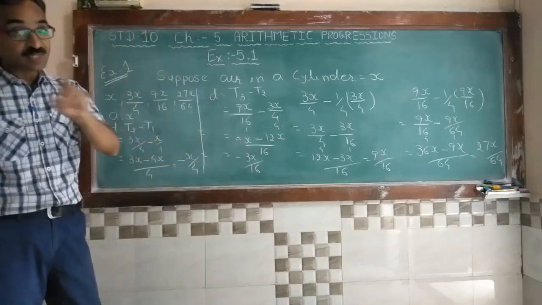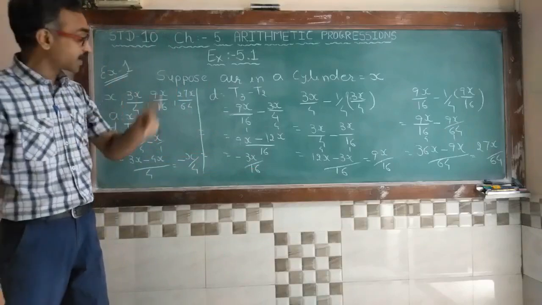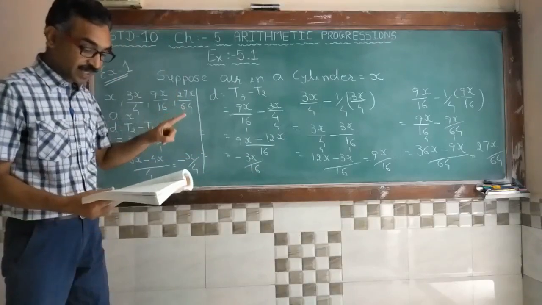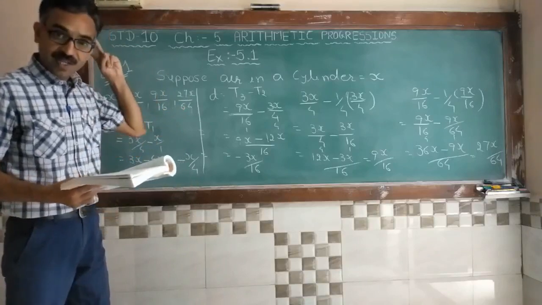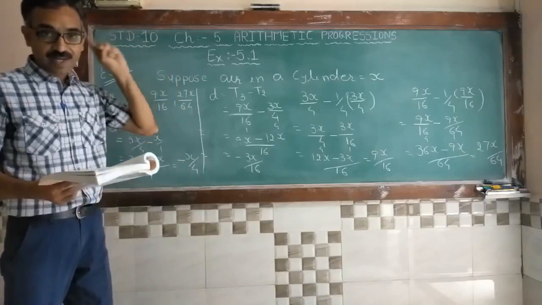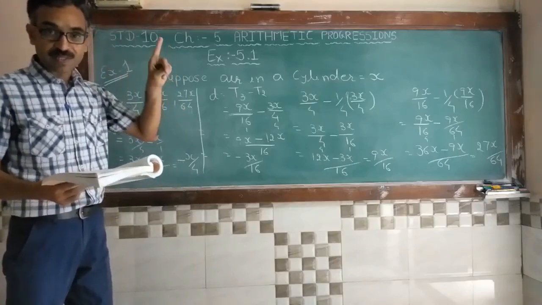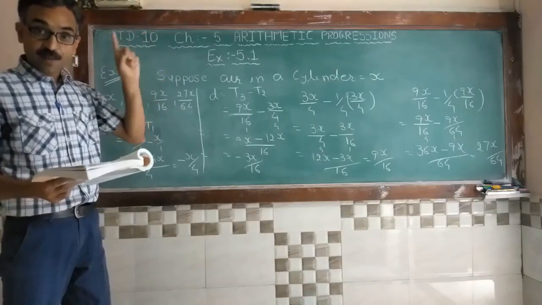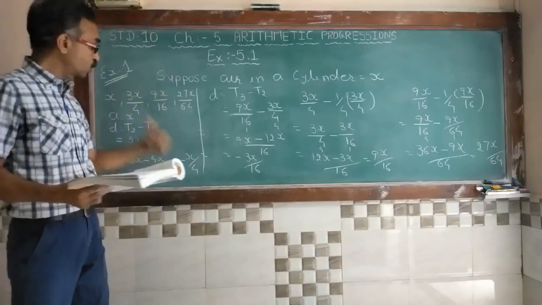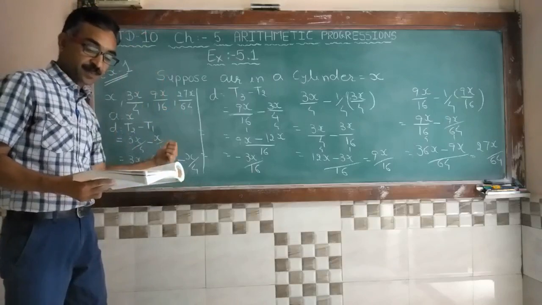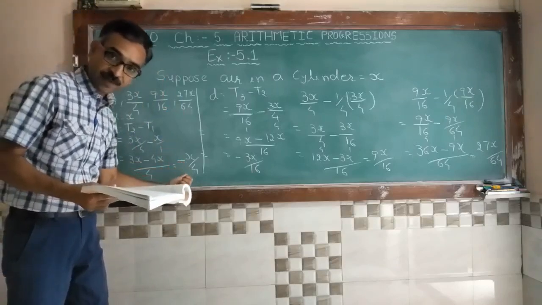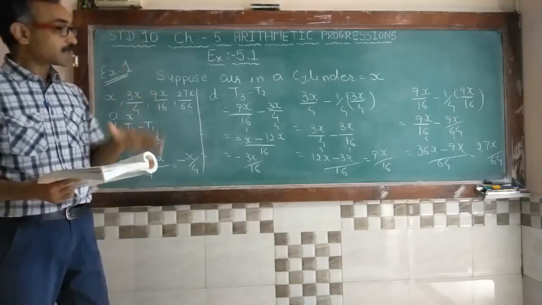So the common difference is not the same here. That means we can say that this sentence, that means your second sentence, cannot make an AP, or you can say cannot make an arithmetic progression. Okay, so you have to write in your answer: this sentence is not making an AP. Okay, now your third sentence.